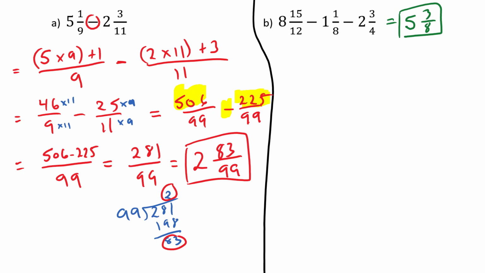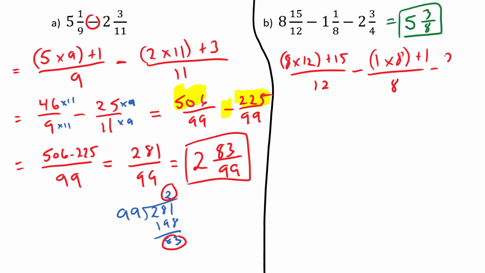First of all, convert all your numbers to improper fractions. So 8 times 12 plus 15 over 12 minus 1 times 8 plus 1 over 8 minus 2 times 4 plus 3 over 4. Combine these together now. 111 over 12 minus 9 over 8 minus 11 over 4. Now we have turned those mixed numbers into improper fractions.